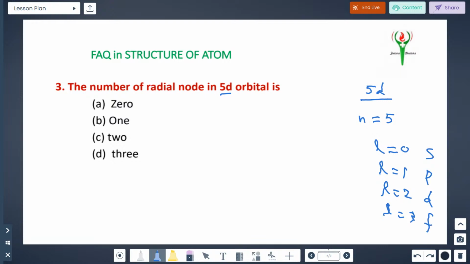Our aim is to find out the number of radial nodes. What is a node? A node is the region in which no electron is present, or electron density is 0 at that particular region. That's called a node. So we have one formula for that: number of radial node.